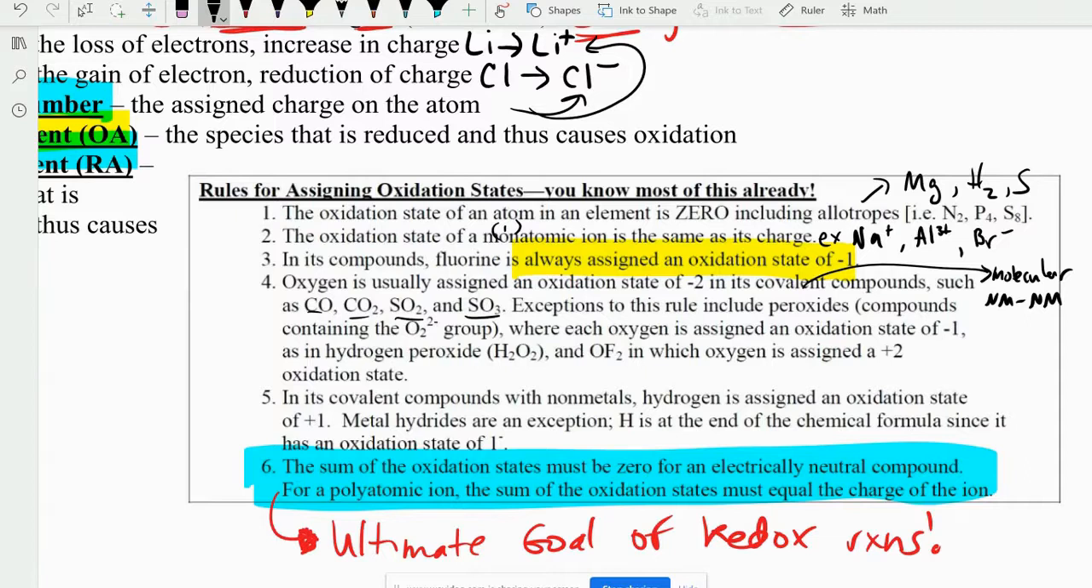Now, there are some exceptions to this rule, which is why we bring this up, and that's going to include a classification of compounds called peroxides. This is basically when you have an O2 group that has a -2 charge. Each oxygen is then assigned an oxidation state of -1 when it is written as a peroxide. So as an example, hydrogen peroxide.